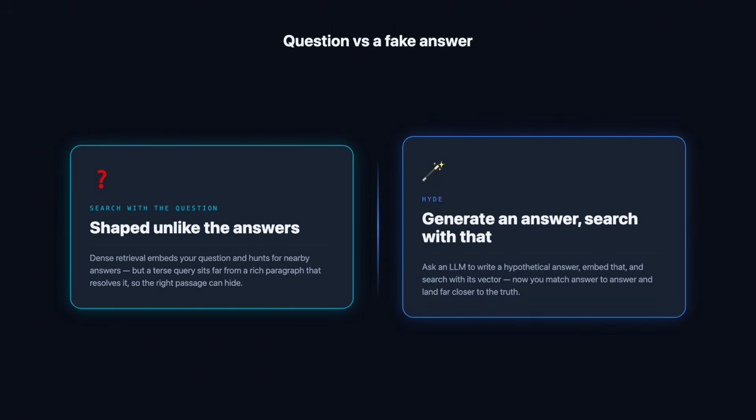HyDE changes what you search with. You ask an LLM to write a hypothetical passage that would answer the query. Then embed that fake answer and search using its vector. Now you are matching answer against answer, and the retrieval tends to land far closer to the passages that truly help.